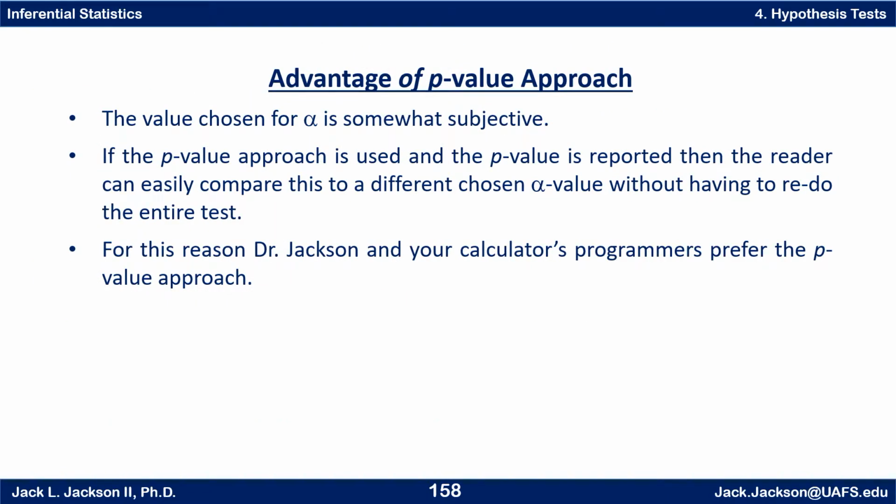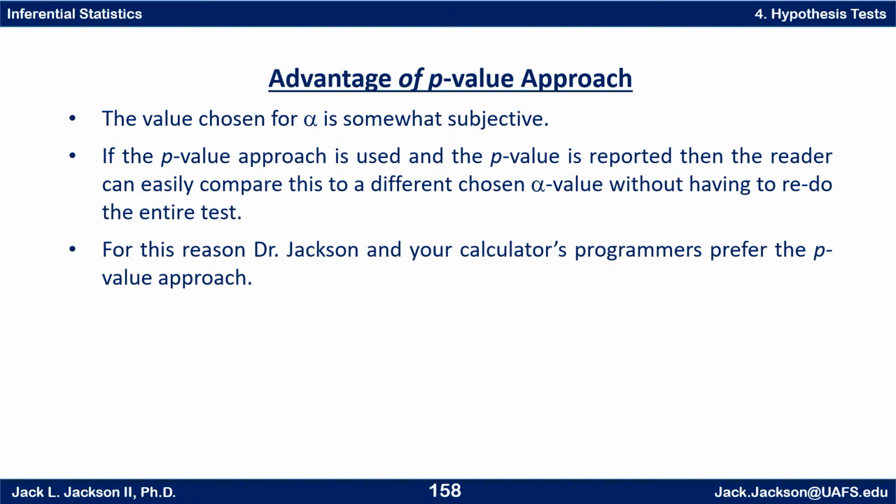There's a distinct advantage to the p-value approach. One of the reasons is the value chosen for alpha is somewhat subjective. Someone may have a different standard for what they feel is appropriate for the amount of probability we're allowed to accept for a type 1 error, which is exactly what alpha is. So if the p-value approach is used and the p-value is reported, then the reader of the study or whatever you're publishing can easily compare this to a different alpha value without having to redo the entire test.